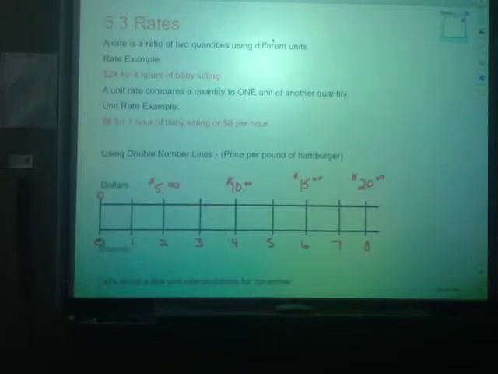Today we're going to talk about rates, we're going to talk about unit rates, we're going to talk about double number lines. So get ready for some action.